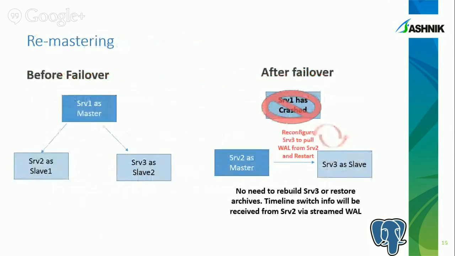Now, what does that mean? See, server 1 replicates to server 2 and server 3, but if server 1 goes down, all I need to do is restart my server 3 by pointing it to server 2. As simple as that. And the replication will be rebuilt, and there is no need to restore the archives or rebuild server 3 from server 2. It is just as simple.